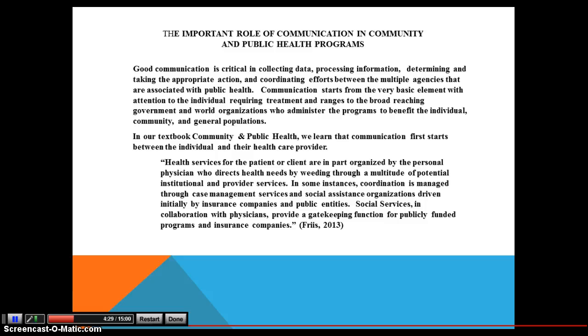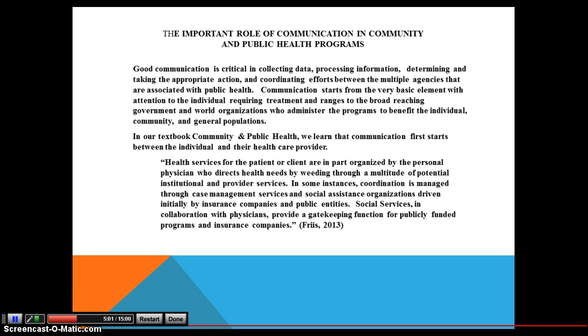The important role of communication in community and public health programs. Good communication is critical in collecting data, processing information, determining and taking appropriate actions, and coordinating efforts between the multiple agencies that are associated with public health. Communication starts from the very basic element with the attention to the individual requiring treatment and ranges to the broad-reaching government and world organizations who administer the programs to benefit the individual, community, and general populations.